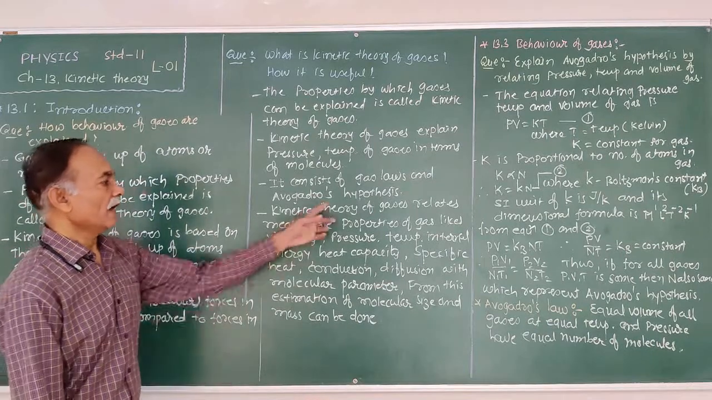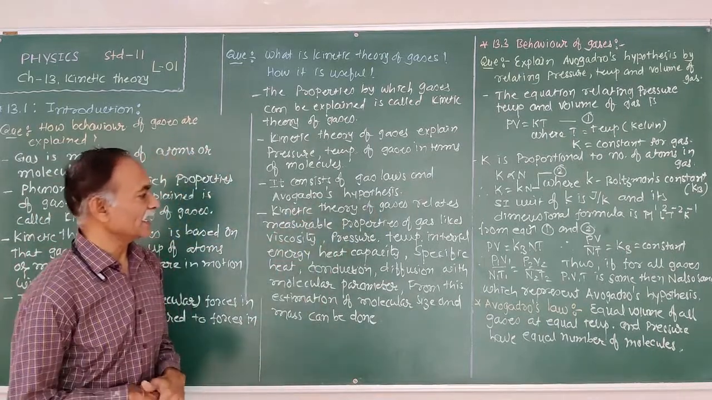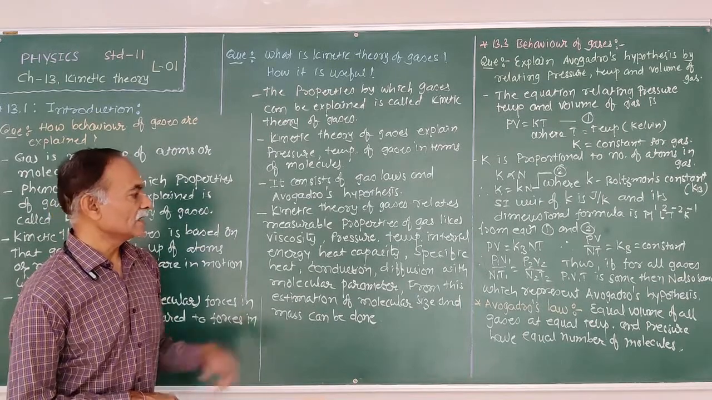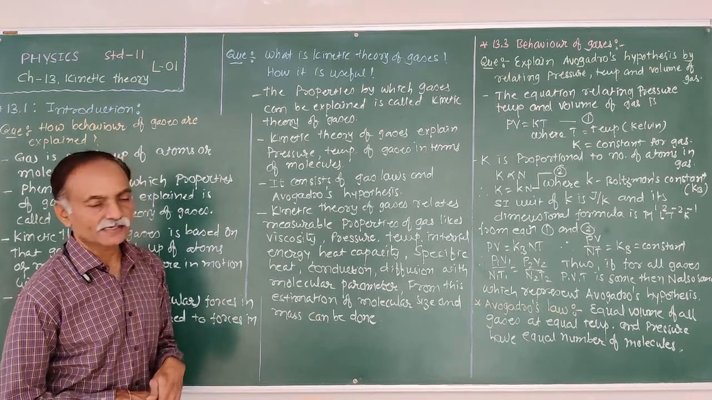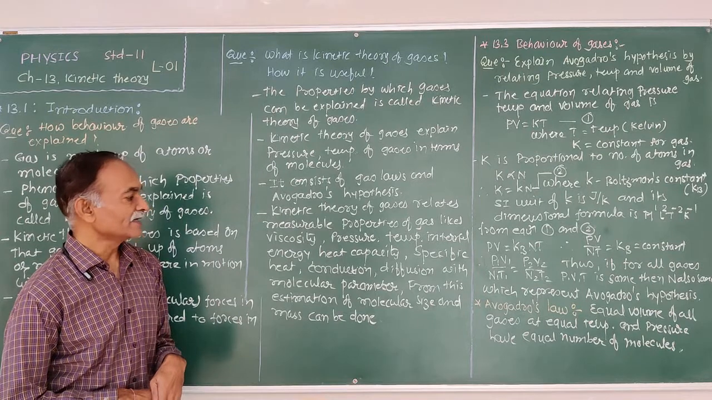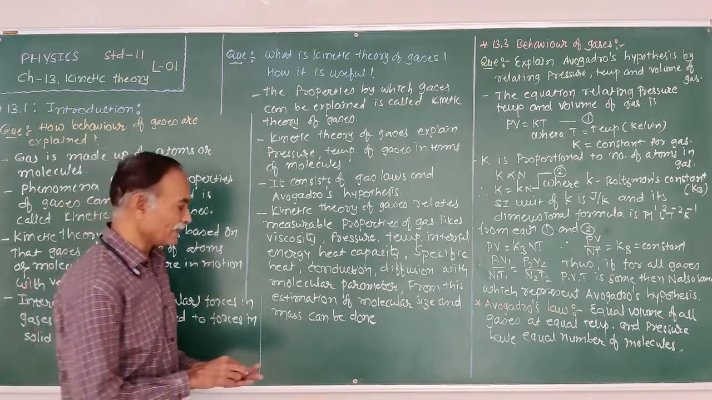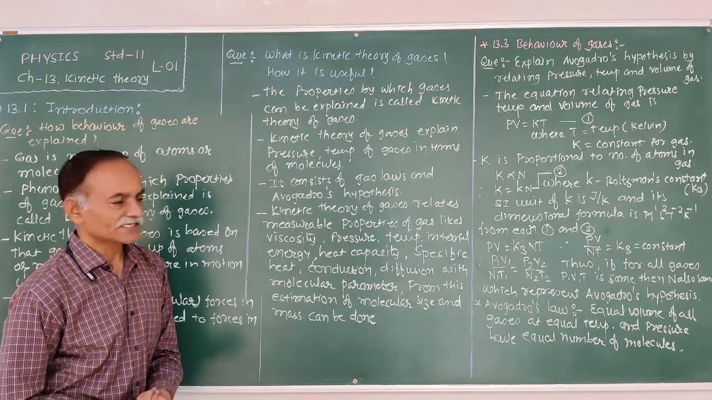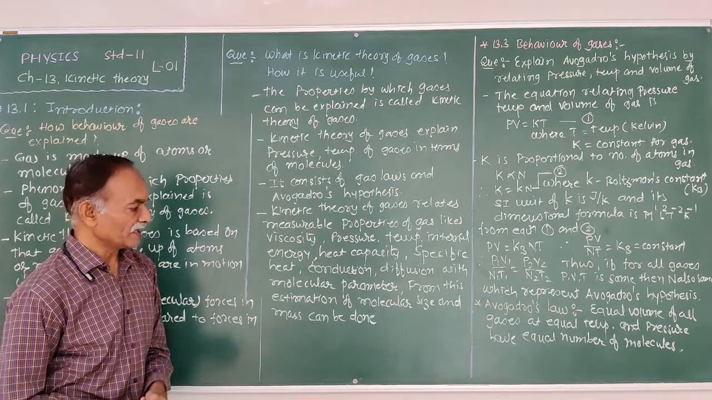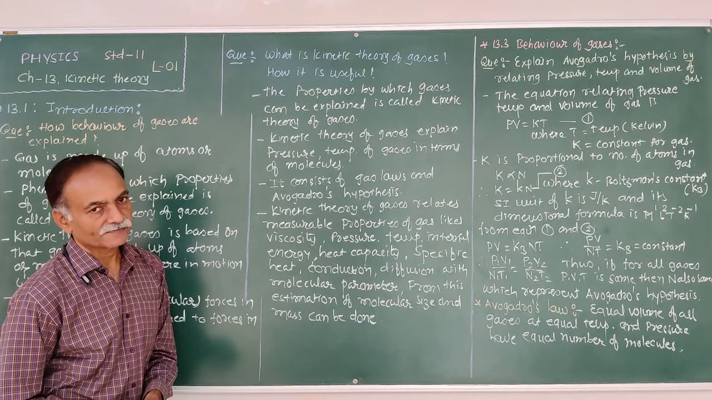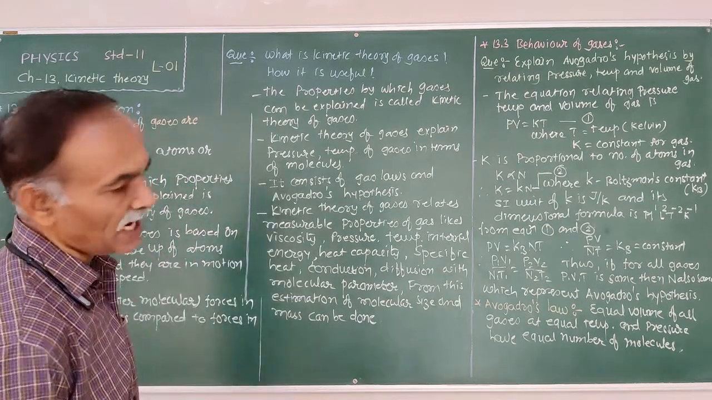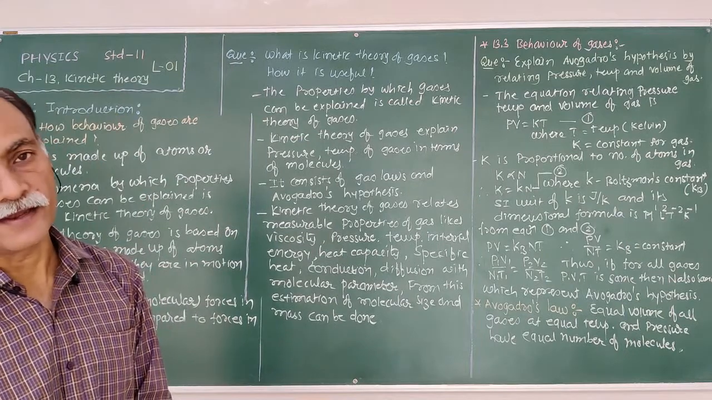Now, the kinetic theory of gases relates the measurable properties of gas, like viscosity, pressure, temperature, internal energy, heat capacity, specific heat, conduction, and diffusion, with molecular parameters. From this, the estimation of the size and mass of the molecule can be done.